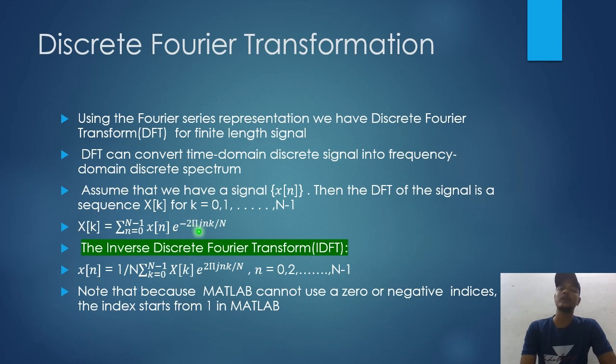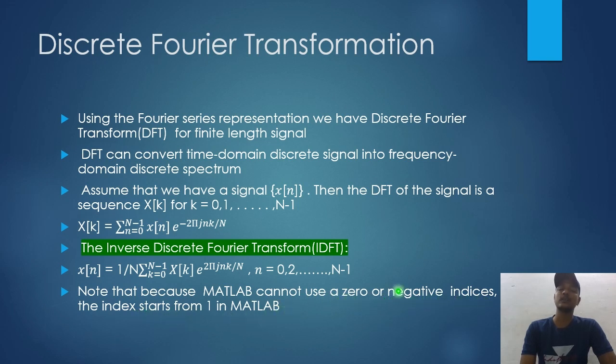The inverse discrete Fourier transformation. The inverse discrete Fourier transformation converts the Fourier transformation back into the original signal. Note that in MATLAB a zero or negative index cannot be used. The index in MATLAB starts from 1.